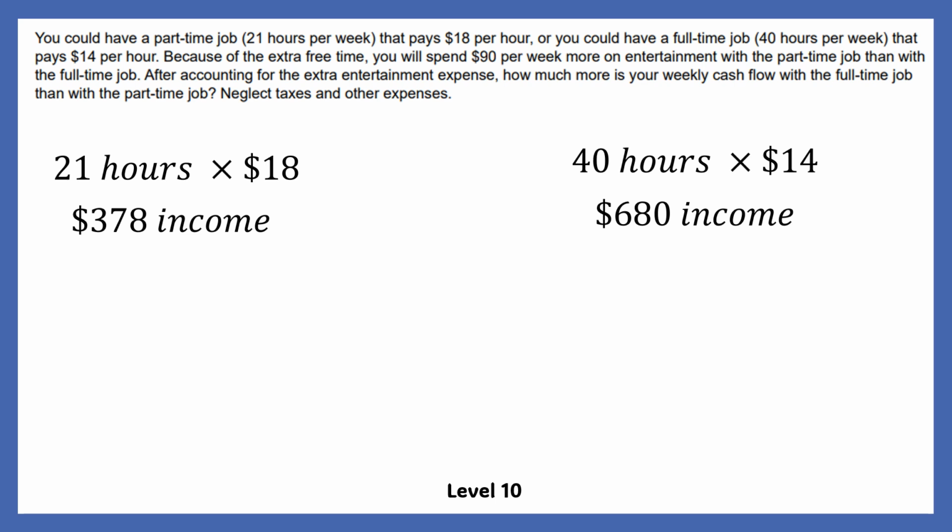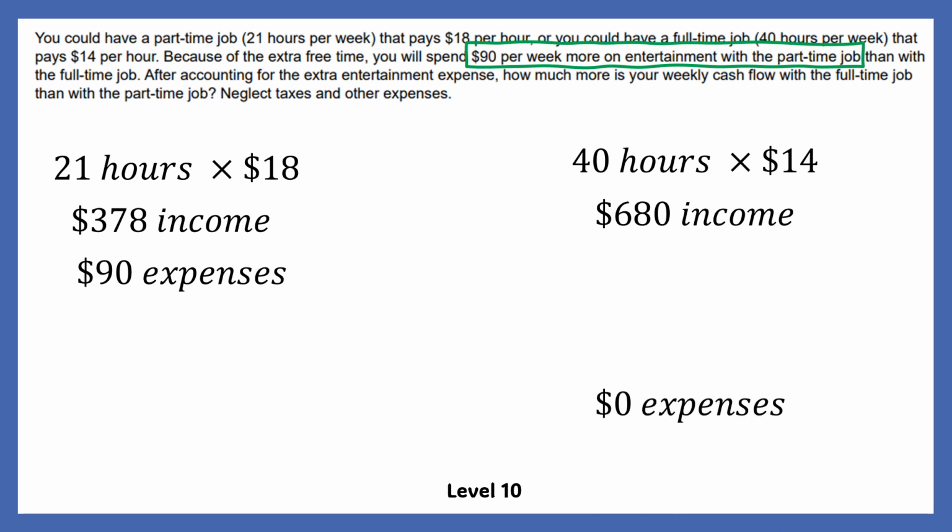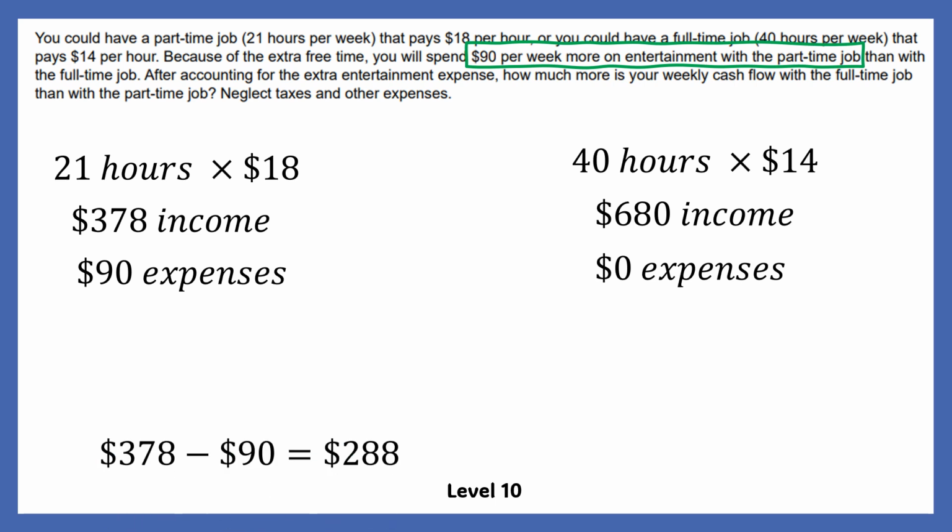But there's another part of this. The other part is it says if you have all the extra free time because you're only working part-time, you actually found that you're going to spend more money on entertainment. You're going to have some free time, so you're going to spend more money. So we've got to factor that into our cash flow. So we have the $378 in income if we work part-time, but we have $90 in expenses. For working full-time, there's no entertainment expenses because we're too busy to spend money.